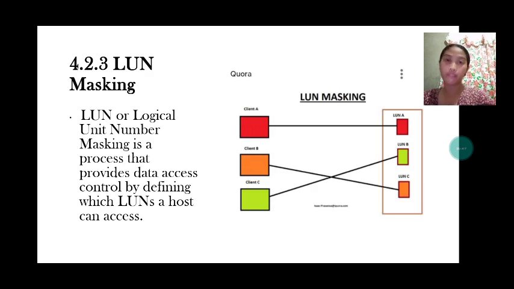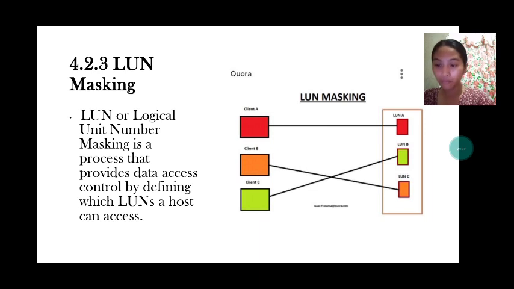So in 4.2.3, we have the LUN masking. LUN, or the logical unit number masking, is a process that provides data access control by defining which LUNs a host can access. So LUN masking is like a divider between departments, for example, a sales department and a finance department. So the sales department can only access the data of the sales, while on the other hand, the finance department can also access data of the finance department only. So that is LUN masking.